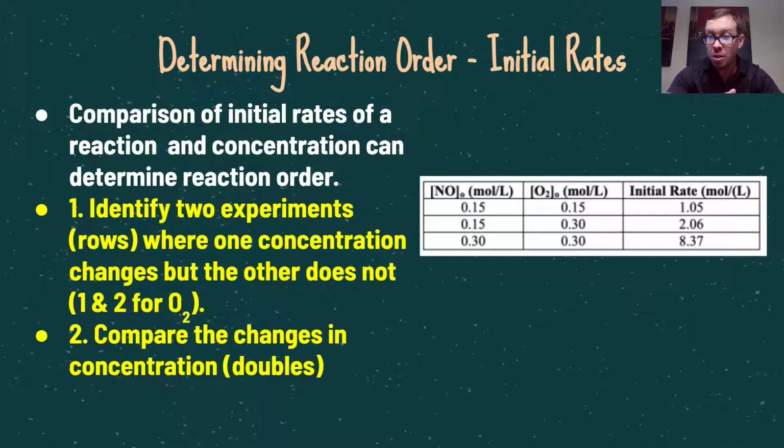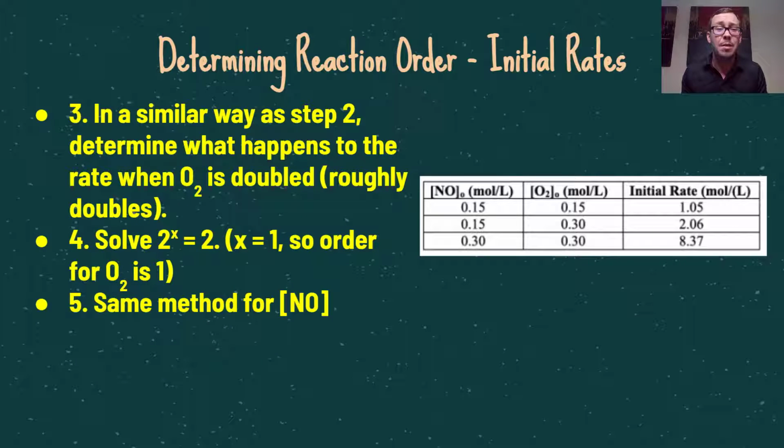So for O2, I'm going to look at experiment 1 and experiment 2 going across in those rows. I'm utilizing those because NO stays the same, but the concentration of O2 changes. And so I compare the change in concentration, and what I notice is that in between the first experiment and the second experiment, the concentration of O2 doubles. It goes from 0.15 to 0.30.